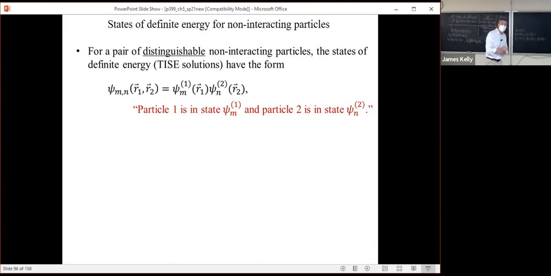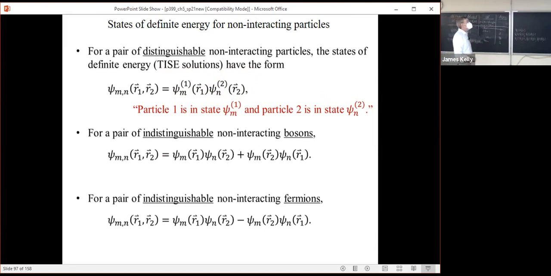So there's got to be something that works for identical fermions. Okay, so again, if we have distinguishable particles, and they're in a pure product state like this, we would say, oh yeah, for sure, particle 1 is in this state and particle 2 is in this state. That makes sense to use that language here. What about if we have indistinguishable bosons, which has a symmetrized state like this, or fermions?